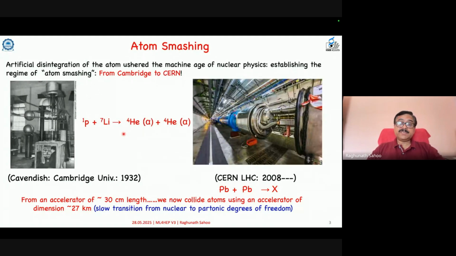And if you analyze what is the need of this big accelerator, you will be convinced from the physics background. So there is a need of going for this sort of big accelerator. And this makes a slow transition from nuclear to atomic degrees of freedom, which are otherwise not available in nature because of the strong interaction properties, which I will come back to.